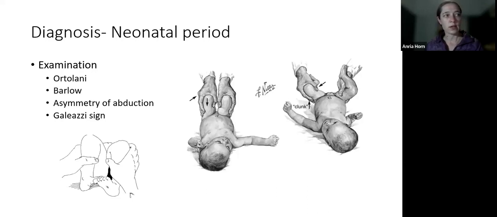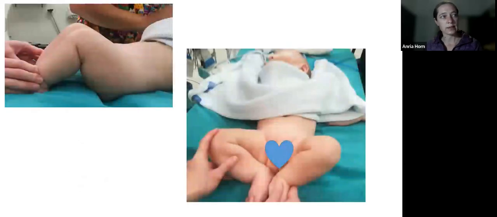Ortolani is when you have a dislocated hip that you can reduce, and a Barlow is when you have a reduced hip that you can dislocate. So Ortolani-positive hips are actually more pathological than Barlow-positive hips, because they are dislocated at rest. Then you can also see asymmetry in abduction. Babies can usually abduct 90 degrees or more, and you may find it subtle, but there will be decreased abduction on the affected side, and then a positive Galeazzi test.